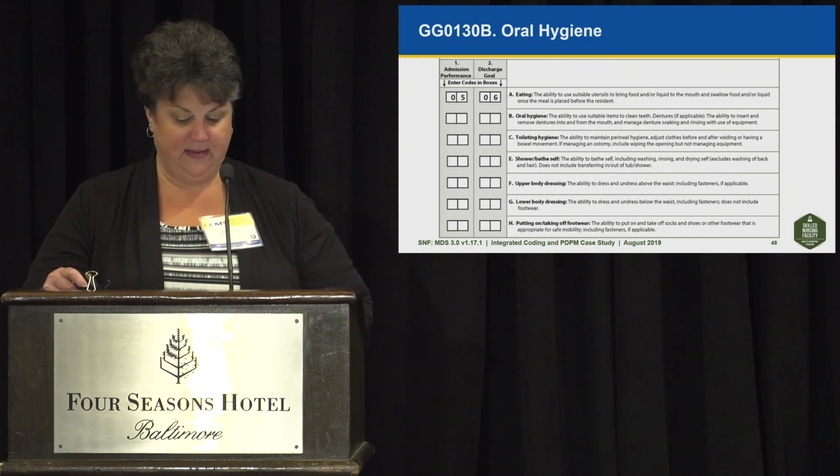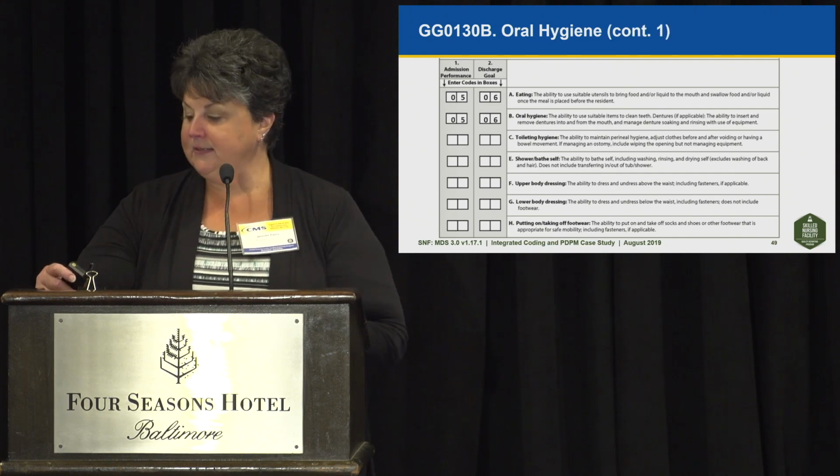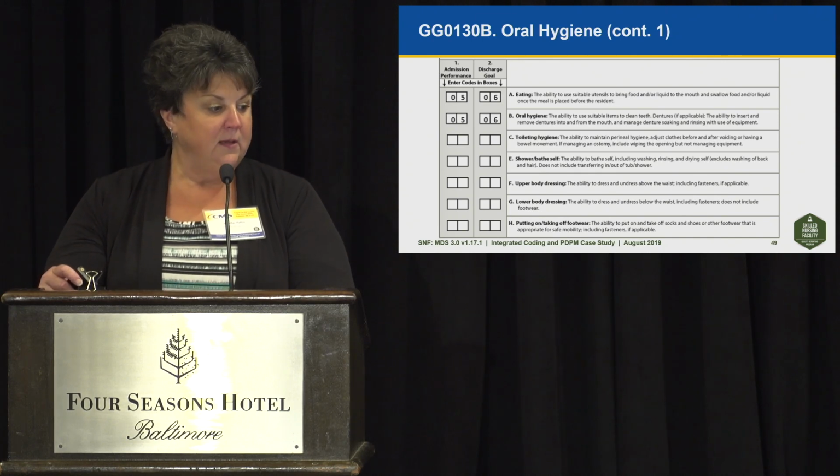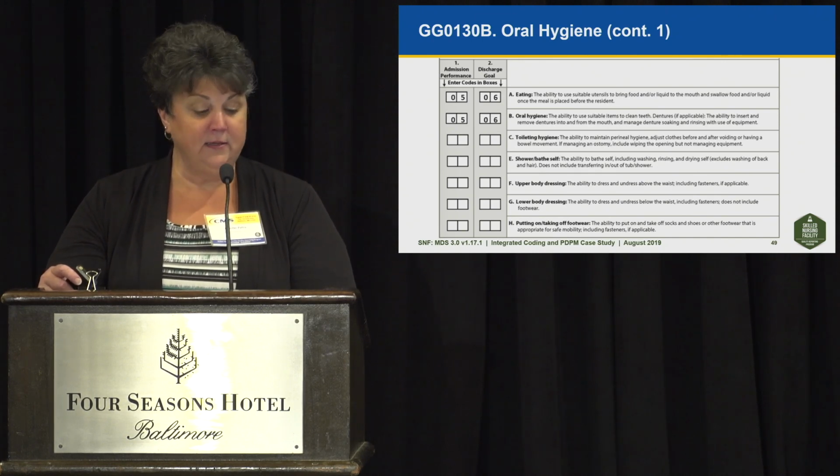And again, here's the rationale for that. She does need some help with setup, opening containers, and cutting her food, but it's expected she'll be independent prior to her discharge. And then we have oral hygiene. 5 and 6, excellent. So the CNA again sets up her supplies, but the team expects she'll be independent with that. And then we have C, toileting hygiene.